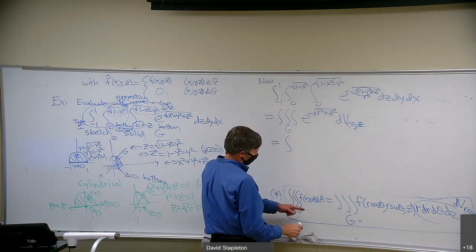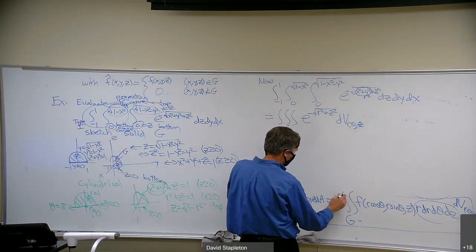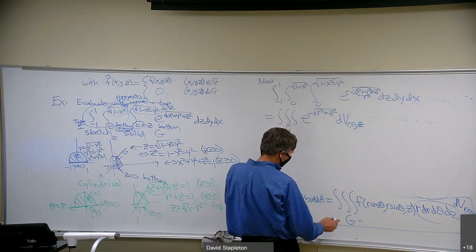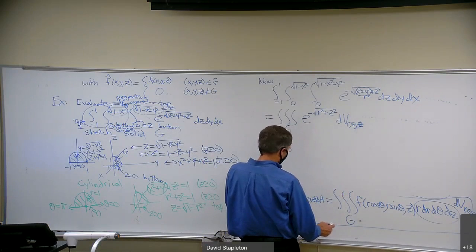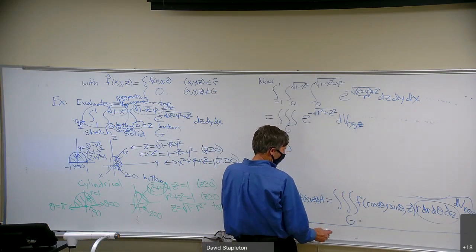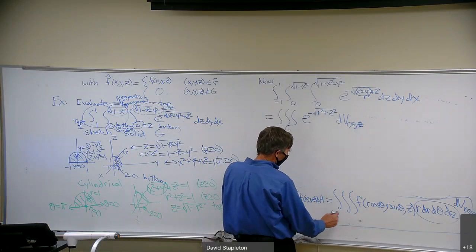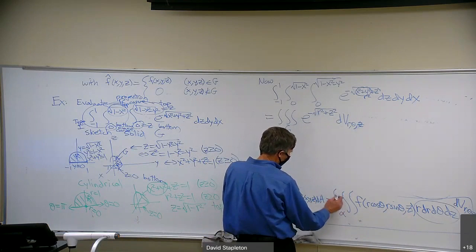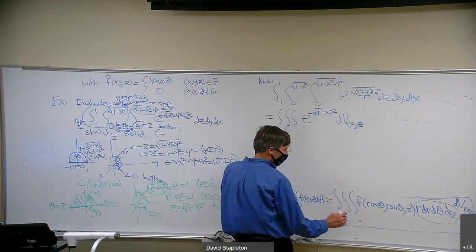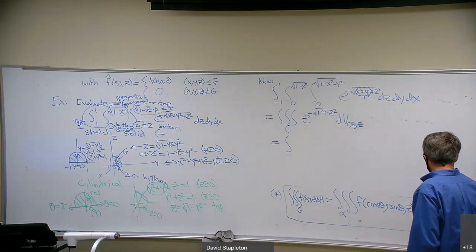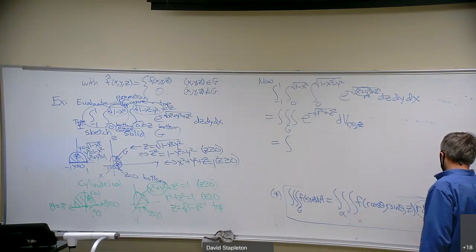Again, in this triple integral, maybe I should put these limits on here. Let me put this in the reverse order. I'm gonna put dz d theta dr. The way we normally want to do this is dz dr d theta, I should say. Dz dr d theta is the usual order.